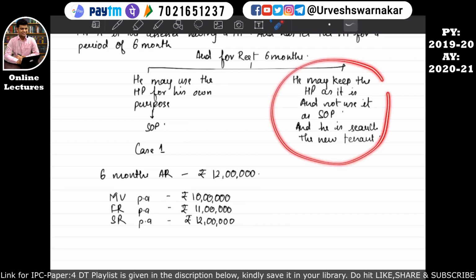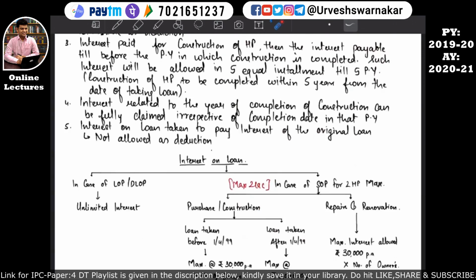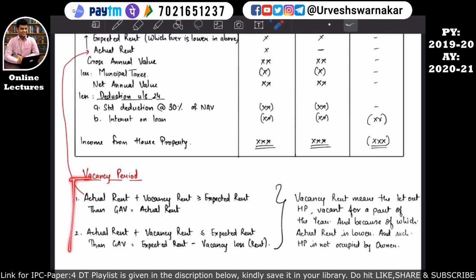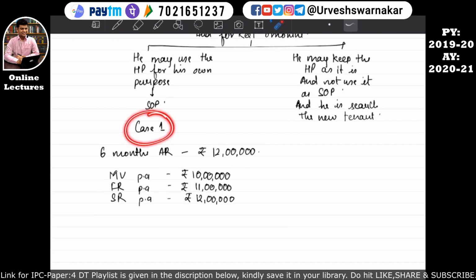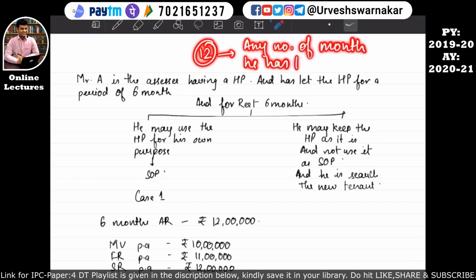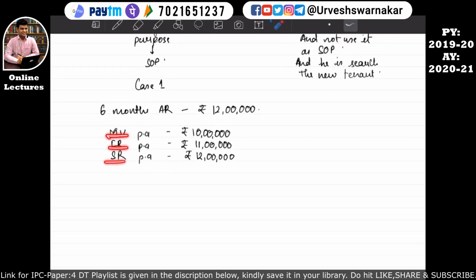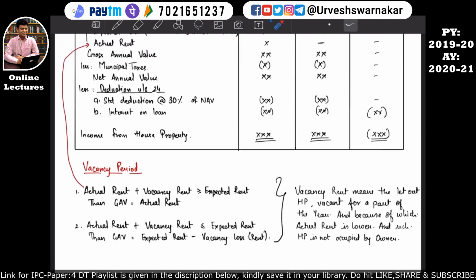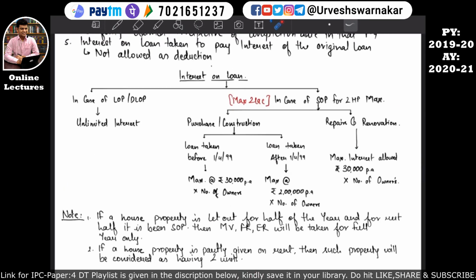But in this vacancy period, there is a certain formula that I have written here on the first page that we need to study. So I hope you all have understood this case one, that if an assessee has let out his house property for any number of months out of this 12 months, the municipal value, fair rent, standard rent will be taken for the entire year irrespective of how many months he has let out the house property for. I hope this is very much clear to you all. So point number 1 of the note comes to an end over here.